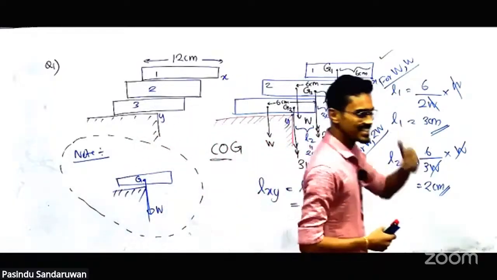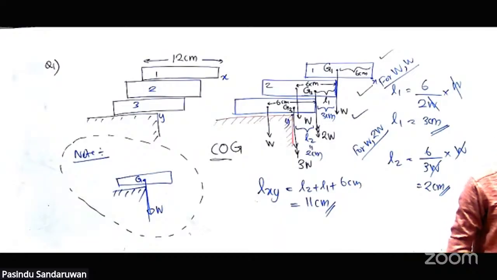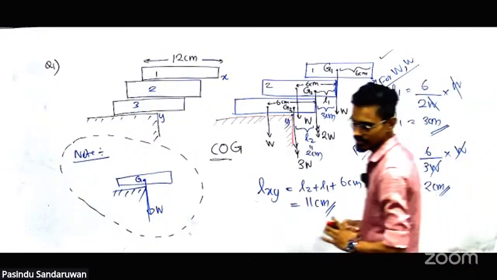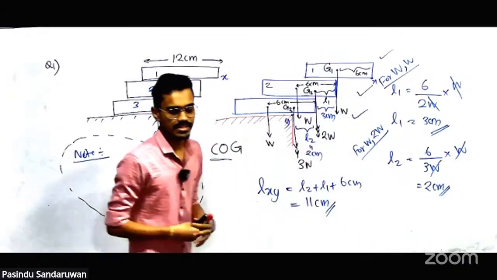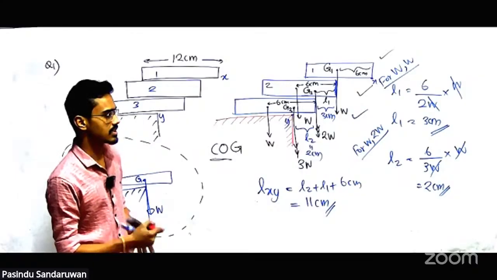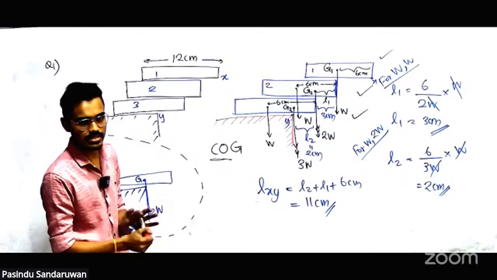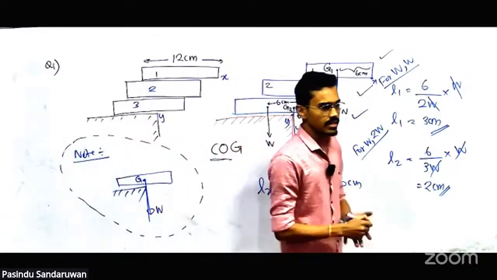Okay, center of gravity of the whole system. G3 represents the center of gravity of the whole system of three books.